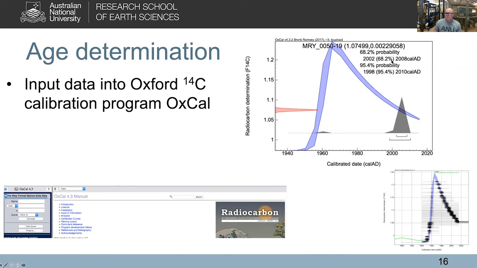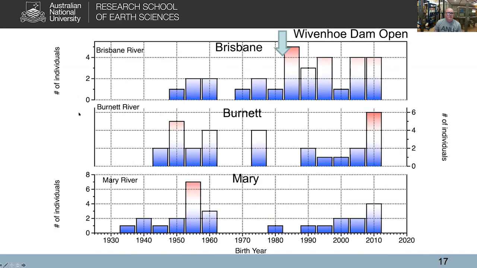So this particular fish was born between 2002 and 2008. And we can do that for all of the fish. What we've seen, as I mentioned, is that we have quite a number of fish that are at least 60, 70 years old. We looked at fish from three different rivers, the Brisbane River, the Burnett River, and the Mary River. And what we did here was bin the fish into five-year windows of their birth date.